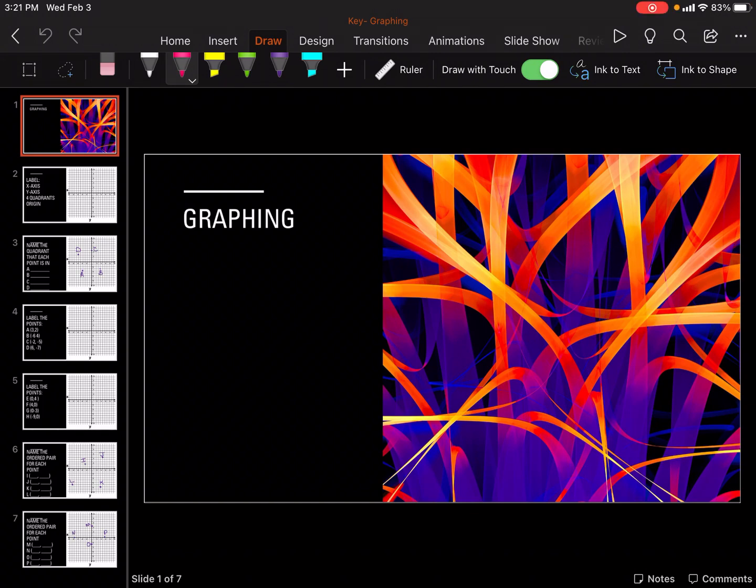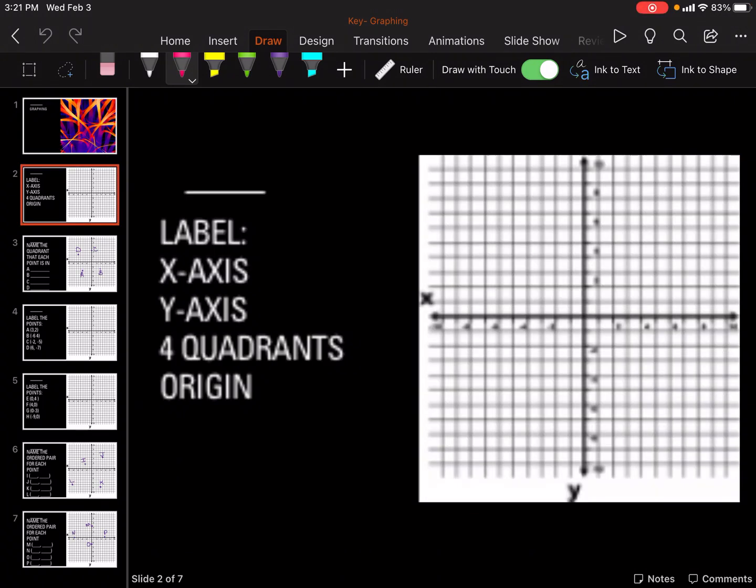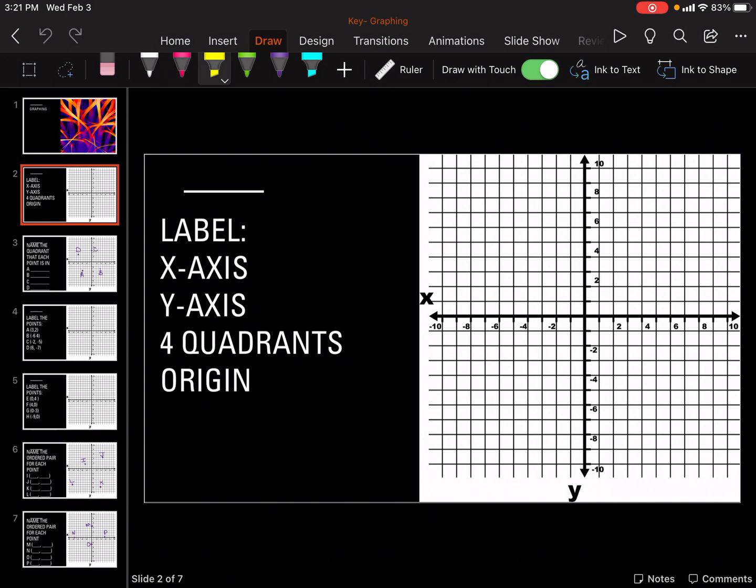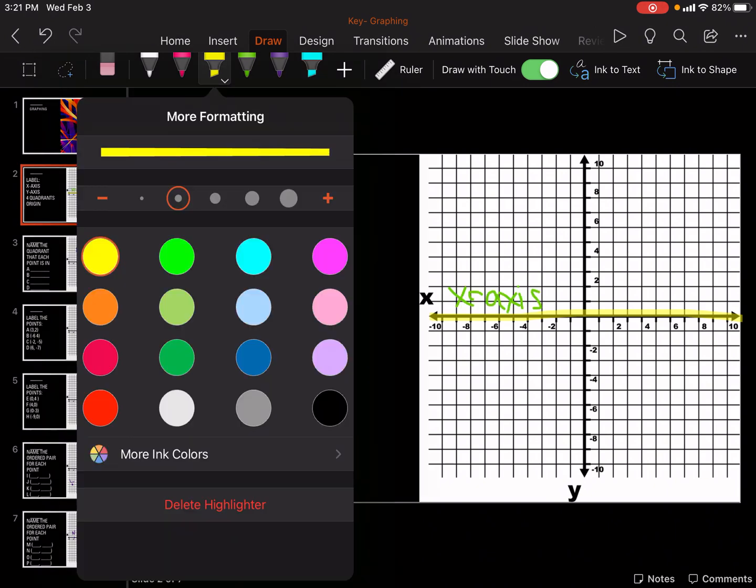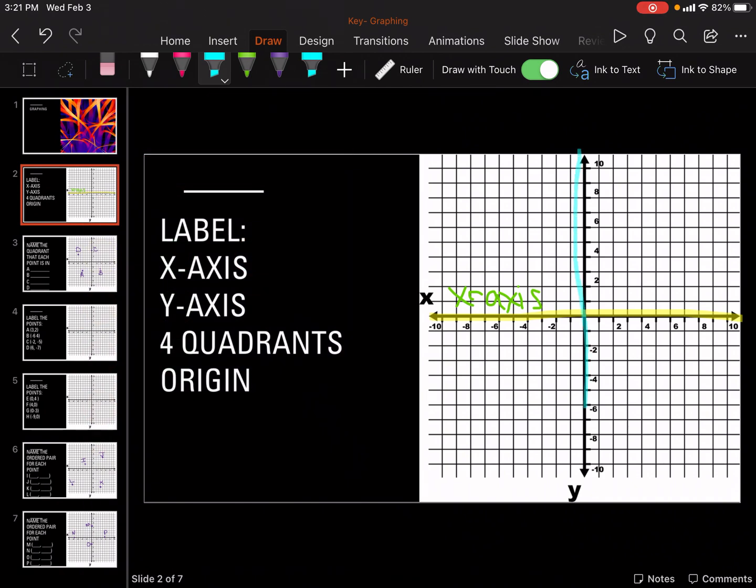Hey guys, in this video we are going to be talking about graphing. So first we're going to label our axis. This is the x-axis, that is horizontal, and then the vertical is your y-axis. Okay, now we're going to label our 4 quadrants.